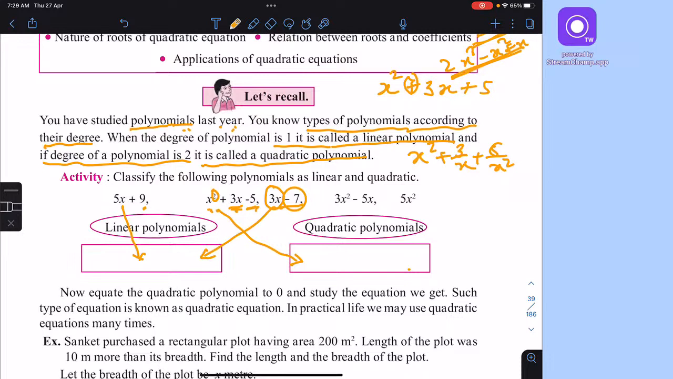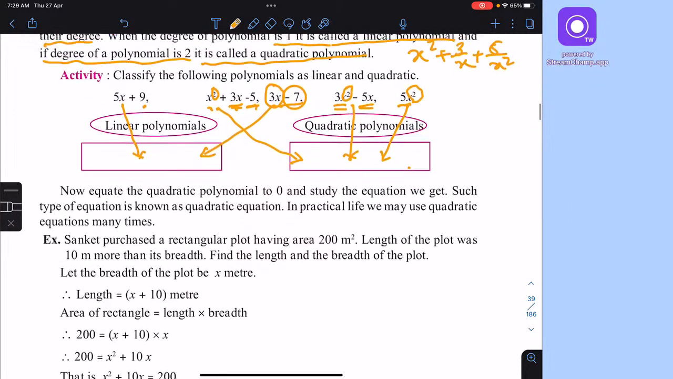Now if you consider 3x square minus 5x. Here again you will find that the degree of the variable x in this term is 2. The degree of the variable x in the term 5x is 1. So maximum degree is 2. So it is a quadratic polynomial. Similarly, in the term 5x square, x is the only variable and the maximum degree of the variable is 2. So it is a quadratic polynomial.